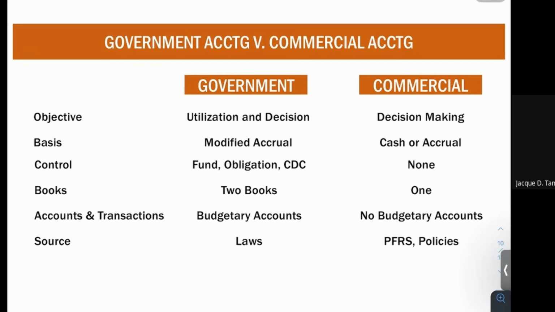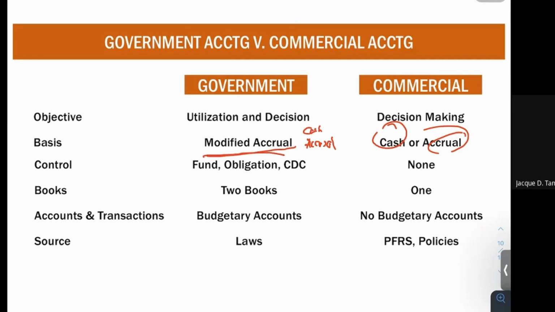Next, as to basis. The basis of commercial accounting is cash or accrual basis. With cash, everything is recorded in cash, expenses and income alike. With accrual, income is recorded when earned, and expenses are recorded when incurred. While for government accounting, it is modified accrual. What is modified accrual? Modified accrual is a combination of the cash and accrual bases of accounting. So you combine both bases, you will have modified accrual. As we go through the accounting process under government, we will learn this modified accrual.